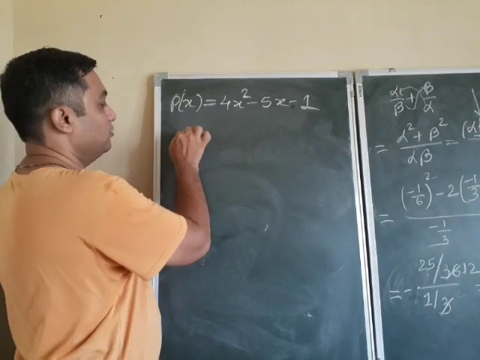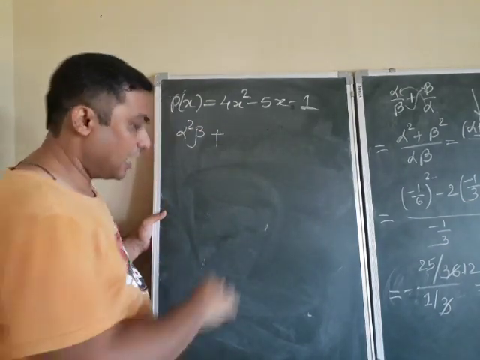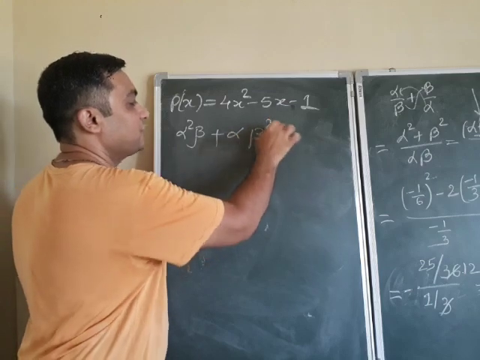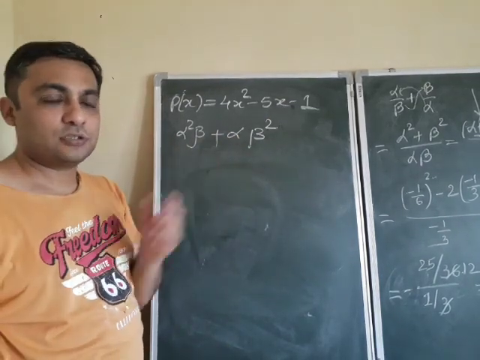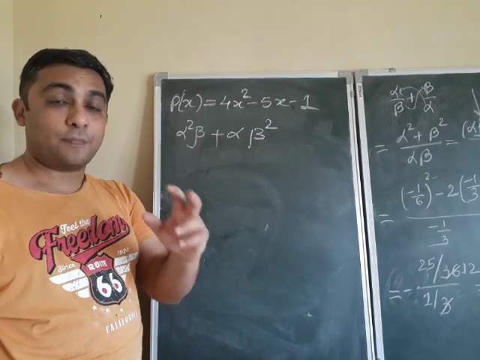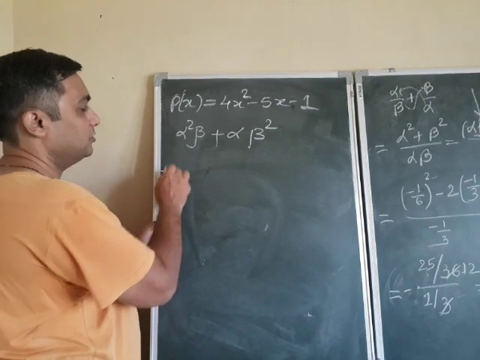Find out this value: alpha square beta plus alpha beta square. See, first I convert these values in terms of alpha plus beta and alpha into beta. So look at how this is.